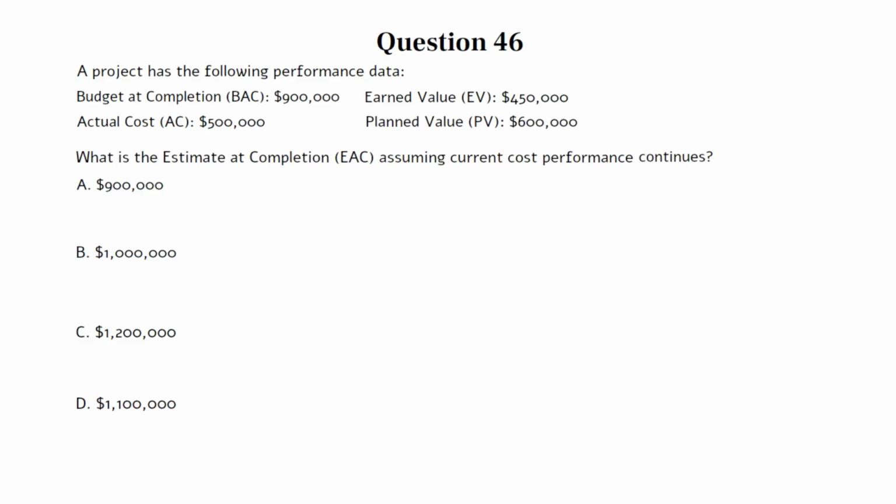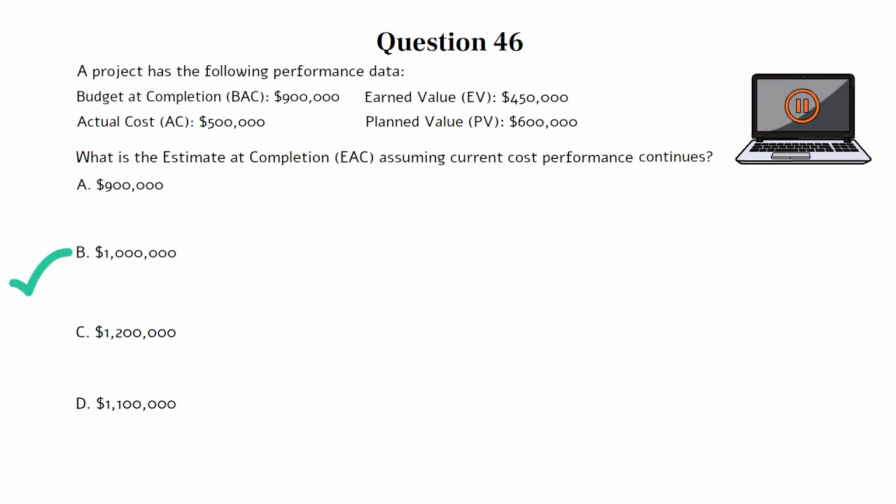A. $900,000. B. $1 million. C. $1,200,000. D. $1,100,000. You can pause the video here if you need more time to work on the question. The correct answer is B.